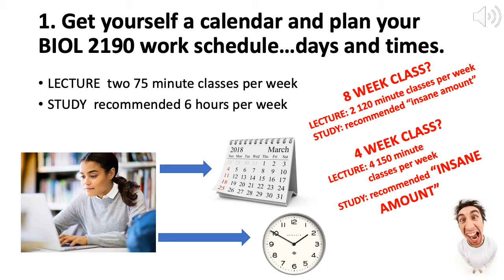Now, this particular item here was designed with the face-to-face course in mind. You take a look at our major bullet points there. The general face-to-face course of Biology 2190 will involve two 75-minute lecture classes per week. And given the tried and true recommendation that a college student should study at least two hours for every hour in class, study time recommended: six hours per week.